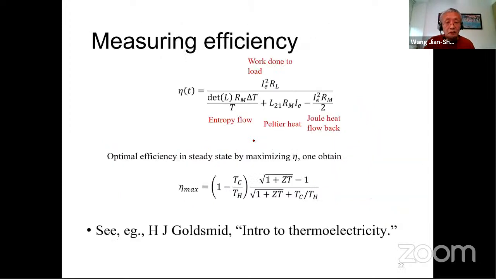Okay, with that definition, we can define an efficiency. Basically, this efficiency is how much work we are doing.